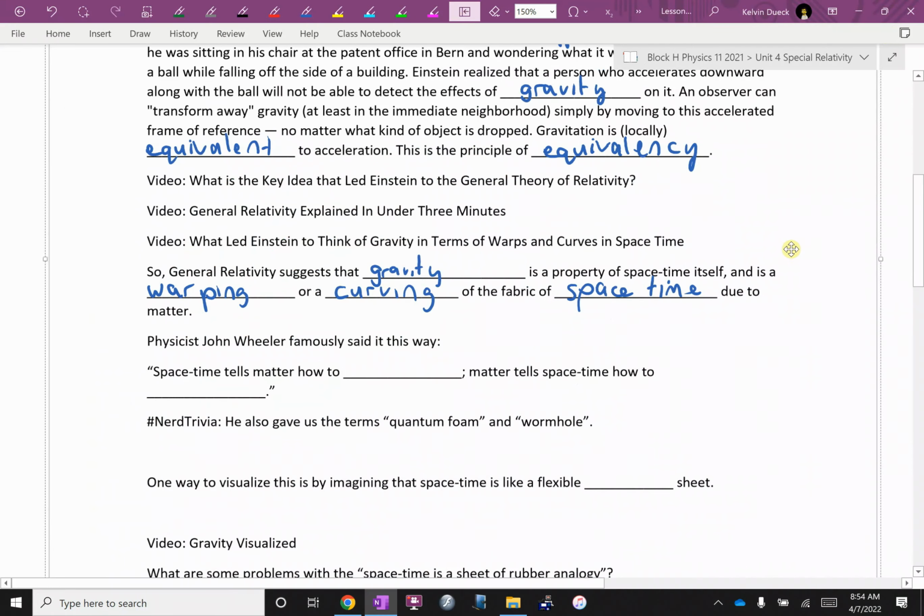One of Einstein's students, a physicist named John Wheeler, famously said it this way: "Space-time tells matter how to move, matter tells space-time how to curve." They affect each other. Under nerd trivia, John Wheeler also gave us the terms quantum foam and wormhole. He's one of the biggies in the physics world.